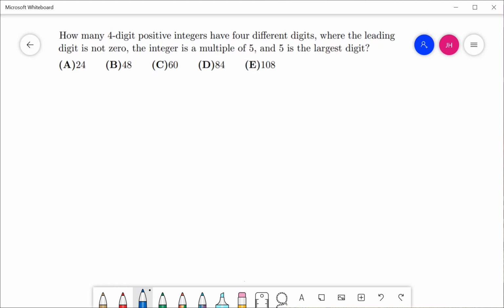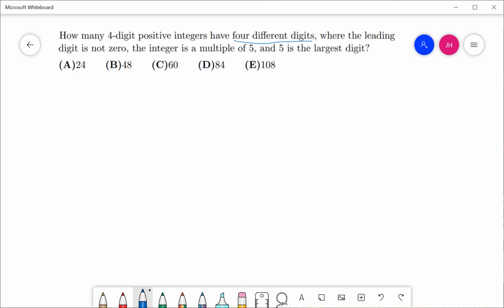Let's look at this problem. It's asking how many 4-digit positive integers have 4 different digits, where the leading digit is not 0, the integer is a multiple of 5, and the 5 is the largest digit. Good. So this is a typical counting problem.